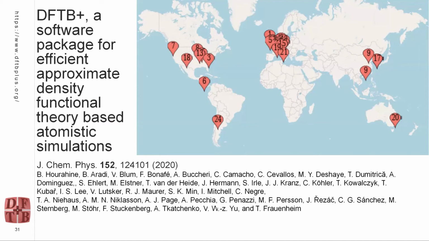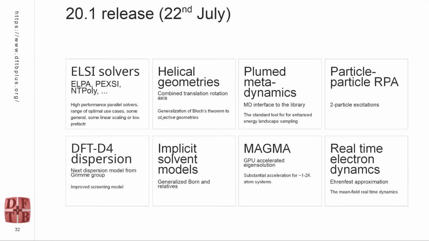So the author list on this one's a bit bigger. And we've got people from five continents contributing to the code these days. So in terms of the kinds of things that are in the most recent code, well, high performance parallel solvers, some of which are linear scaling or low prefactor, are present.